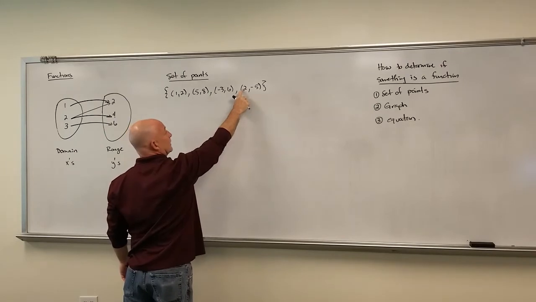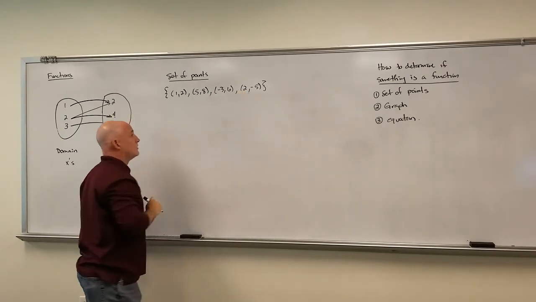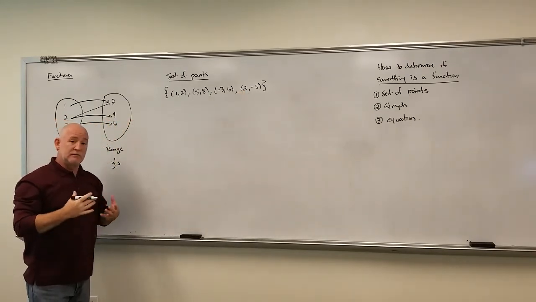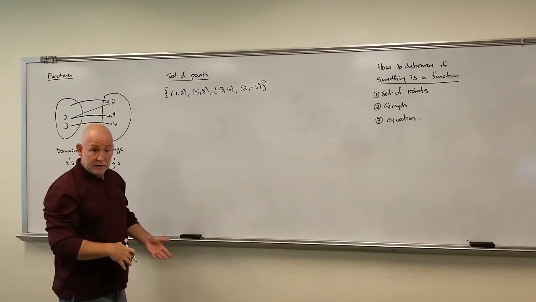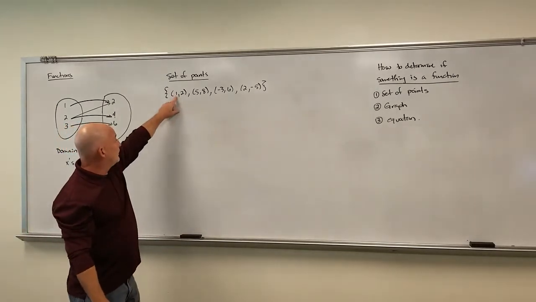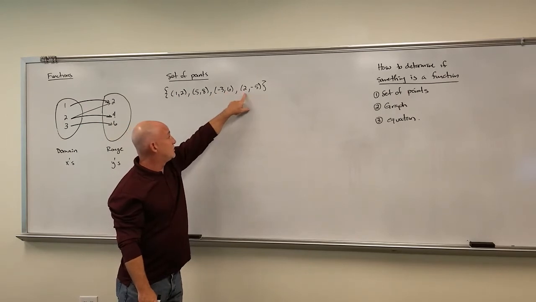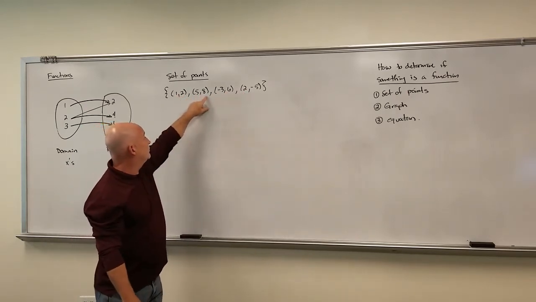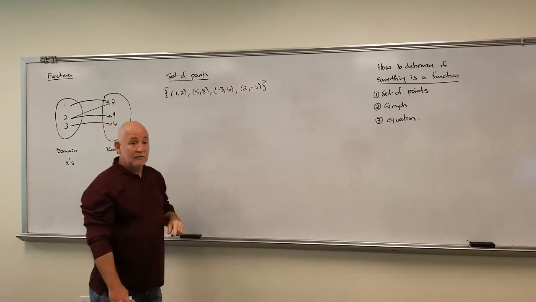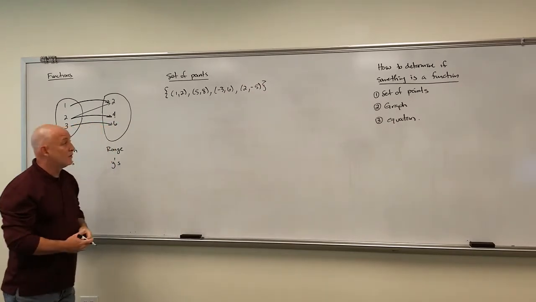-3 was never plugged in again, so that's fine. Same thing for the 2. So if you think about this in terms of domain and range, what we plugged in and what we got out, the domain for this was 1, 5, -3, 2, and the range was 2, 8, 6, -5, right? The x values are the domain, the y values are the range.